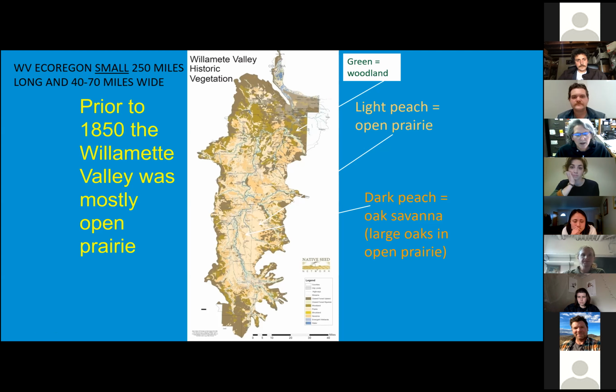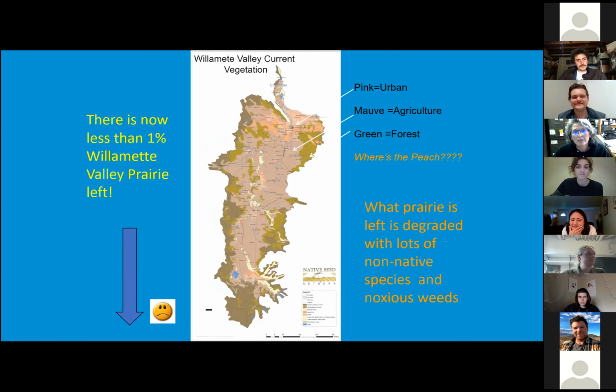In fact, I've talked to people in the Midwest and Canada who go, prairie, Oregon? So it's not well known. So where we are today is, of course, less than 1% of prairie left in the Willamette Valley, and most of that is actually very highly degraded. Many of us have probably seen that. So, we have a long road to go to restore this habitat to any kind of functionality.